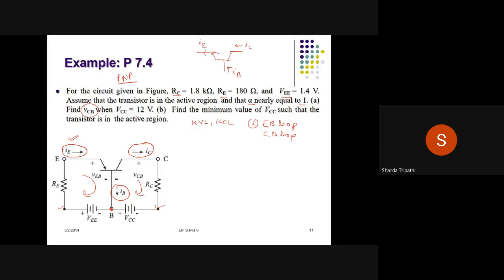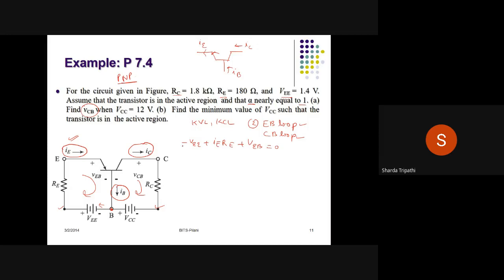So what we are going to do is, to solve our purpose, we are going to apply KVL to each of these loops. So let us begin with the first loop, that is the emitter base loop. So what happens over here? The process is same. Say if I start from this point, my KVL equation will be minus VEE plus IE RE plus the voltage drop across this junction. So voltage drop across this junction is VEB. And this should be equal to 0.